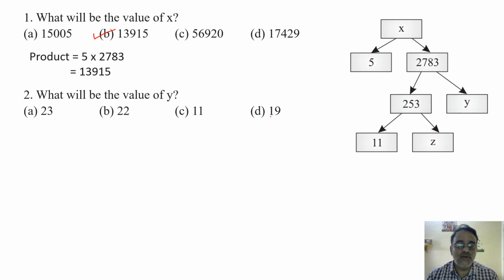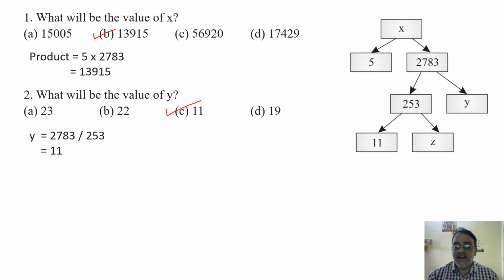Now what will be the value of y? How will you find y? 2783 divided by 253. You have to divide. Look carefully: if you multiply 253 by 11, you will get 2783. So 2783 divided by 253 gives 11, and the correct option is C.